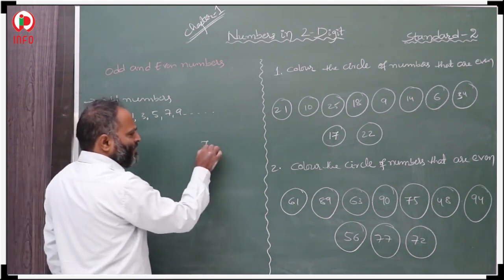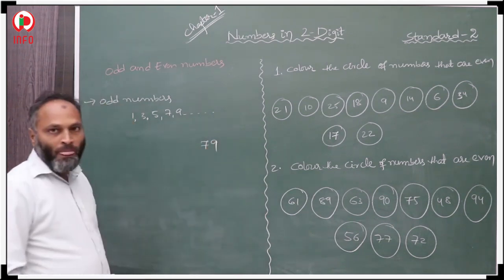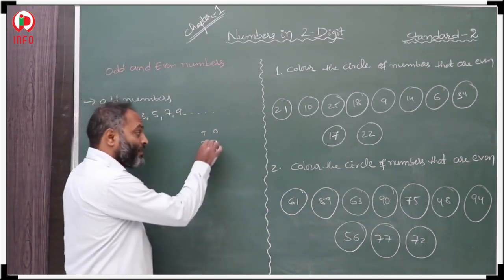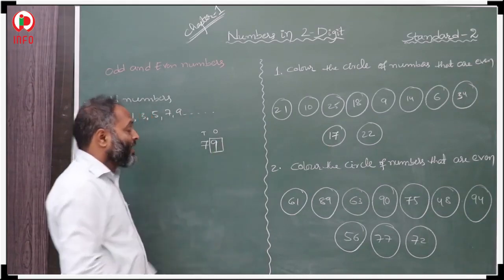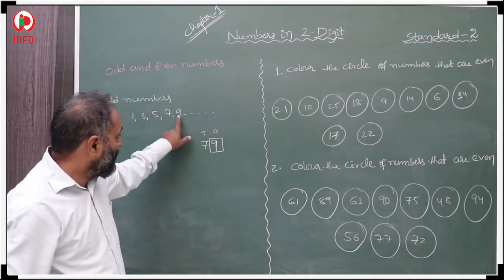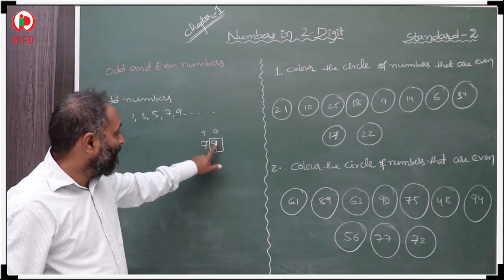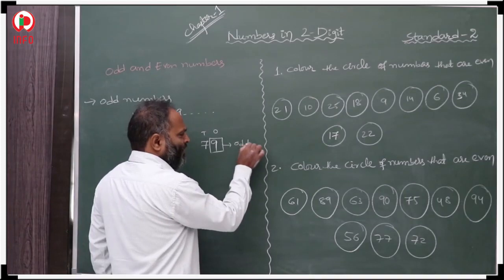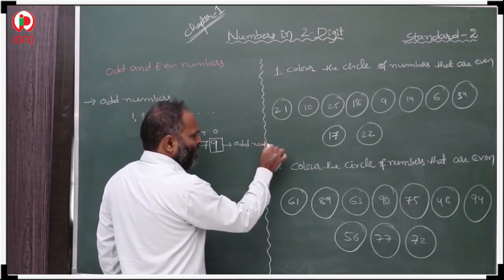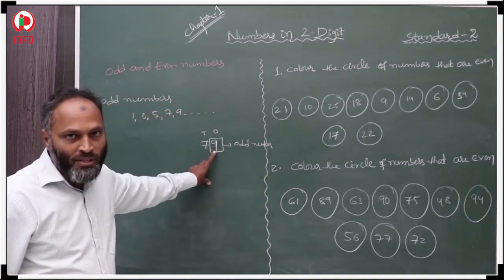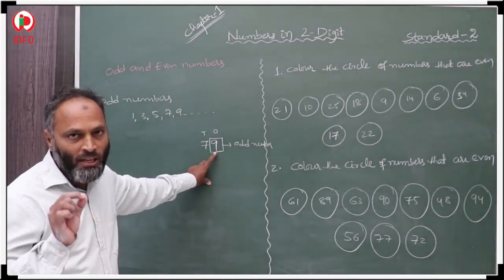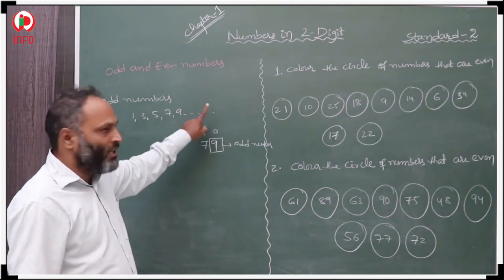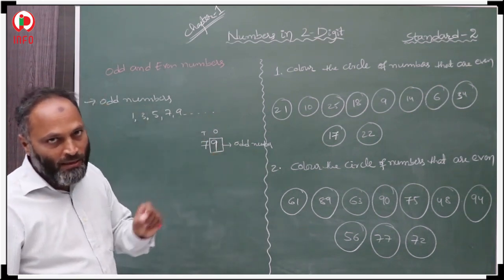Like if 79 is there, this is ones place, this is tens place. We have to check ones place. What is there in ones place? 9 is there in ones place. If 9 is there in ones place, then this is an odd number. Only ones place value we have to check. In ones place, if any number comes from these five numbers, then the number is an odd number.